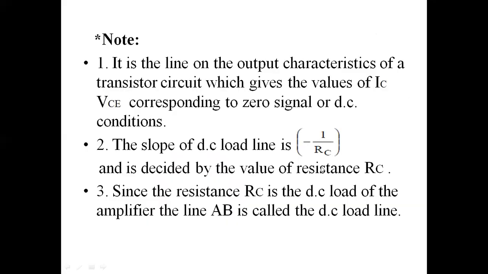And it is decided by the value of the resistance RC. Based upon this value of RC, the slope is determined. Third, since the resistance RC is the DC load of the amplifier, the line AB is called the DC load line. The collector resistance RC is considered as the DC load of this amplifier, so that's why we consider it as the DC load line.